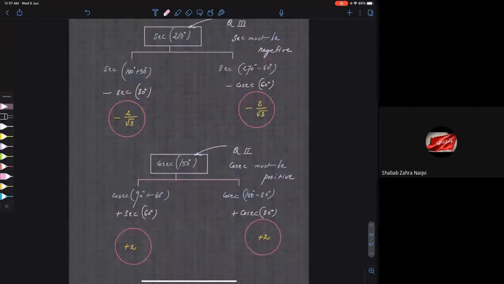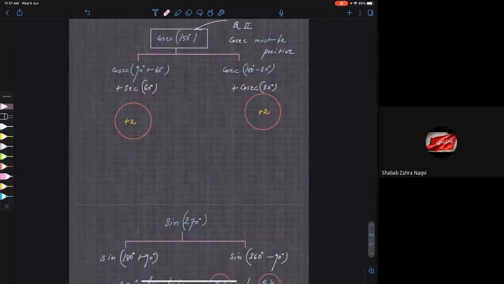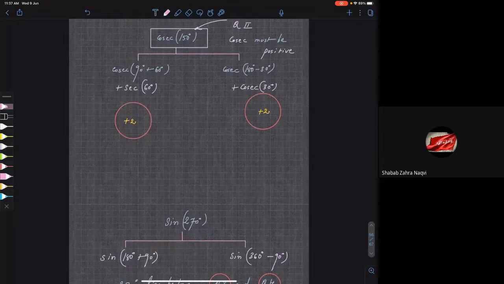And what is sine 180? Tell me, what is sine 180? Minus 1? No, just think and tell. Sine 180 is 0. See, sine 0 is 0. Sine 90 is 1. Sine 180 is 0. Are you getting my point?